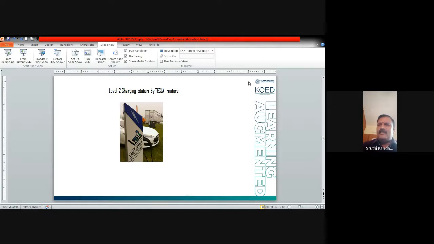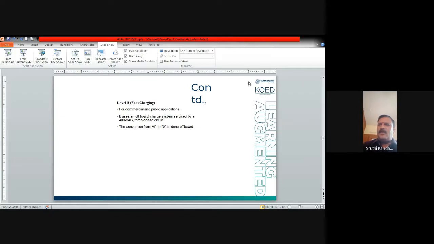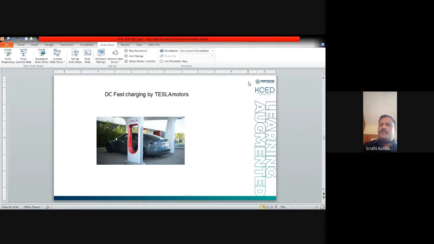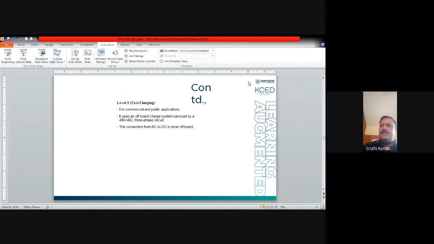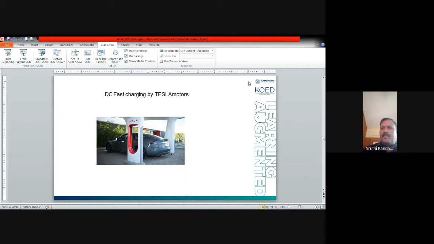Level 3 charging stations are fast charging for commercial and public applications. A fast charging mechanism is very essential for reducing transportation time. It uses an off-board charge station served by 480 VAC, 3-phase circuit. The conversion from AC to DC is done off-board. It is a fast charge station by Tesla Motors.